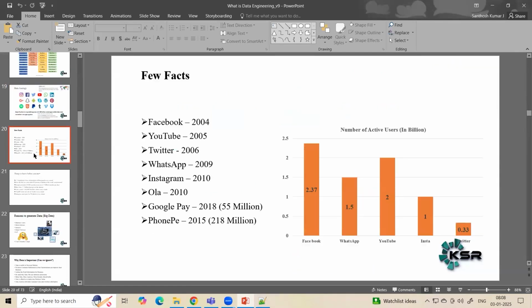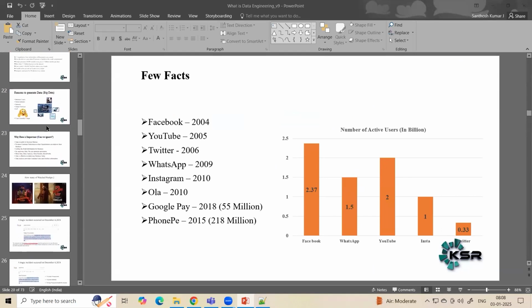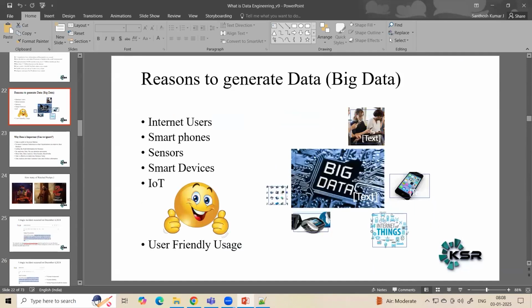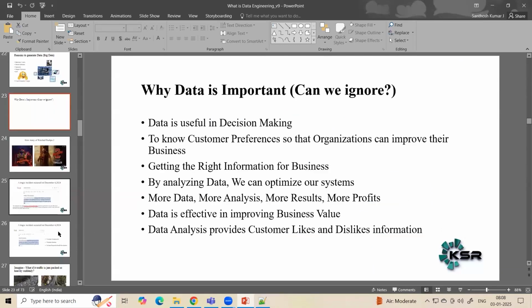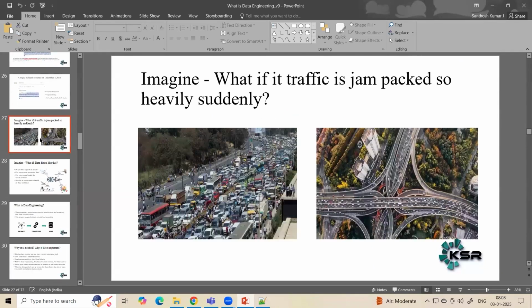The top three or four applications that you see here, the ones which we use on a daily basis, are Facebook, YouTube, Twitter, and WhatsApp. If you look at the last 15 to 20 years, that is when they were launched, so obviously we had a lot of applications that we were using and we needed that support. And all of this is happening because of these culprits: internet users, smartphones, sensors, right? And finally, we got to know what if suddenly the vehicles gather at a place?